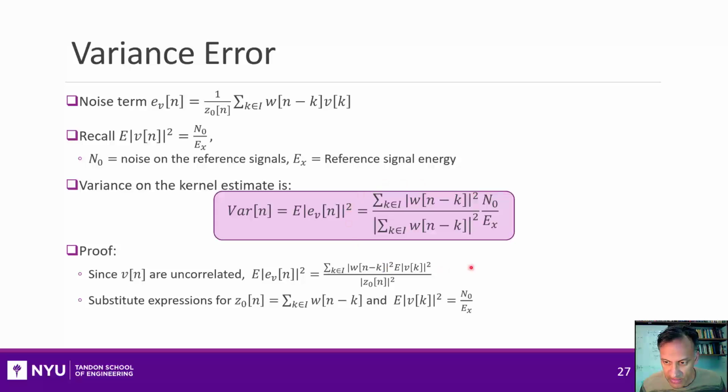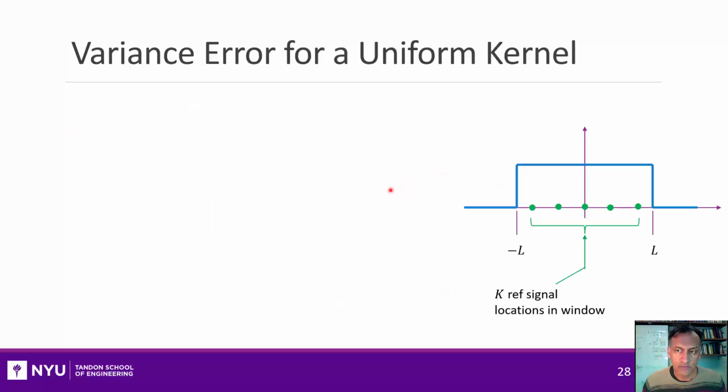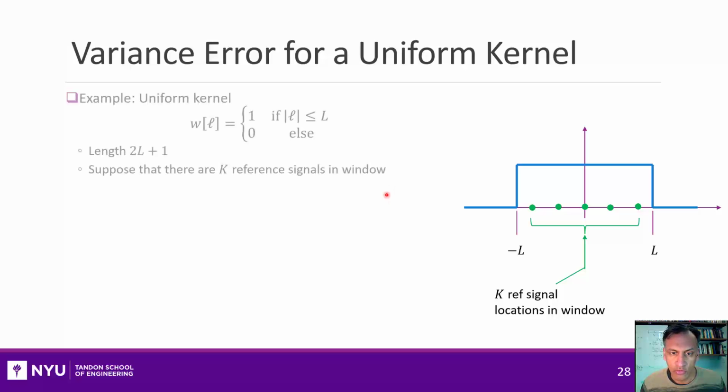So this is where we get this formula from. Now, to understand that formula, let's take a look at a very simple case, which is what you could call a uniform kernel. So imagine I have a kernel, which is a length L on one side and L on the other side. So it has a total of 2L plus 1 values in it. And it'll just be 1 if in this region and 0 otherwise.